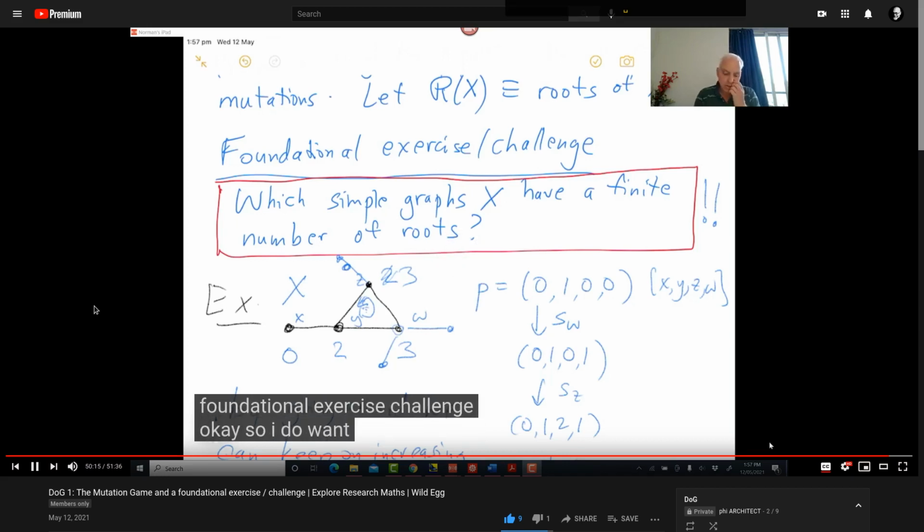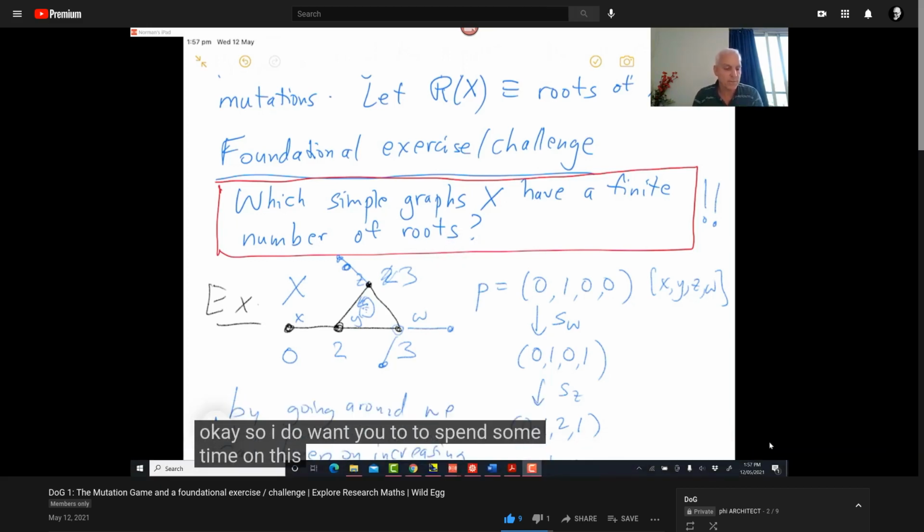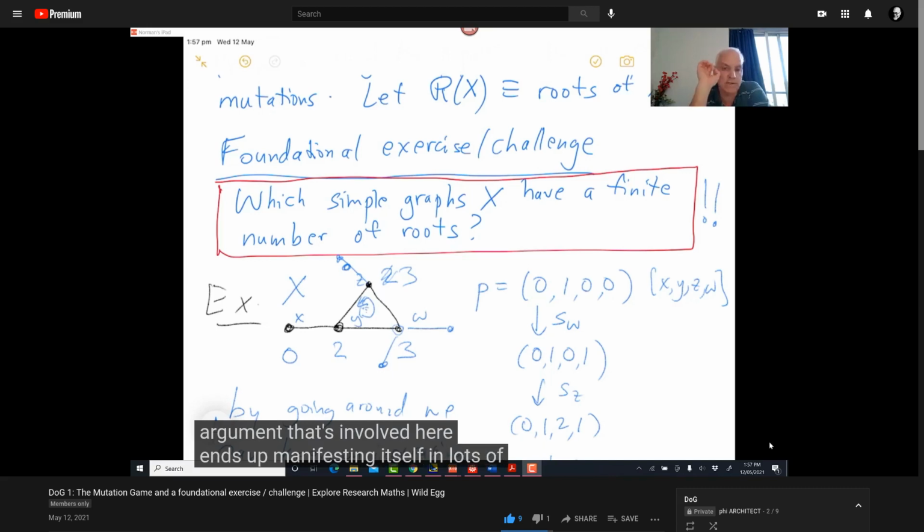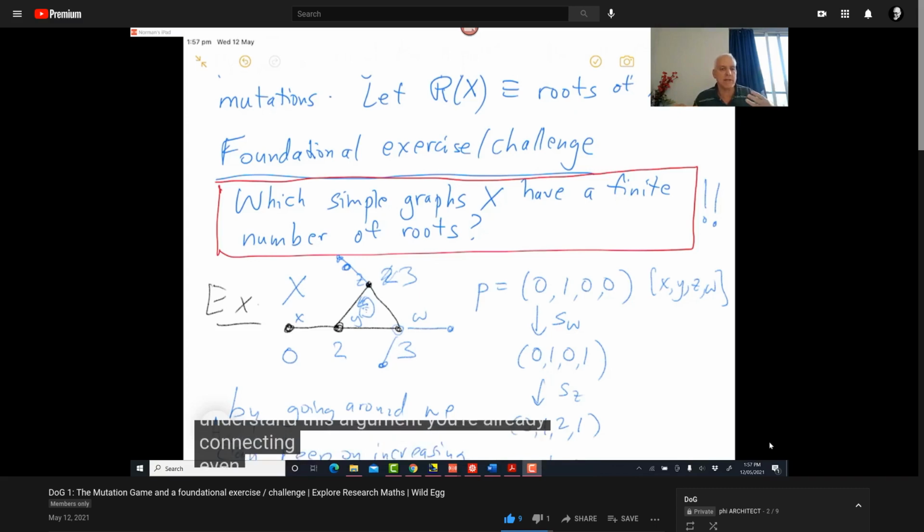Let's see. Okay, so I do want you to spend some time on this. Time on this will be well spent. It's like doing Sudoku, but more challenging, more fun. And it turns out that the argument that's involved here ends up manifesting itself in lots of areas of mathematics. Okay, this is not an obscure argument. This argument is a kind of weaves its way into many, many different areas of mathematics. So if you understand this argument, you're already connecting, even though you may not appreciate it, with a lot of different arguments in different areas of mathematics.